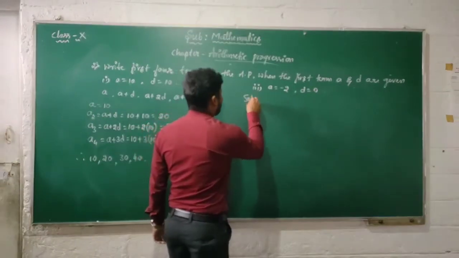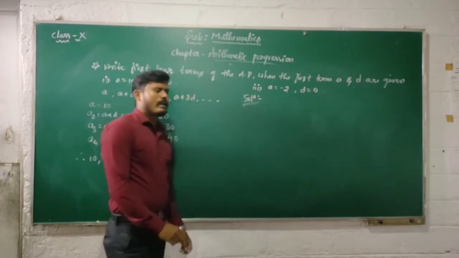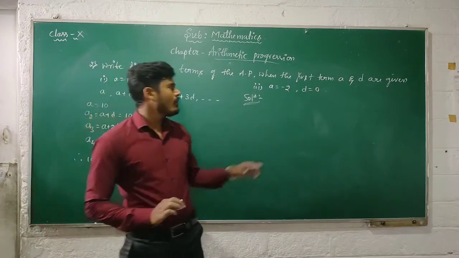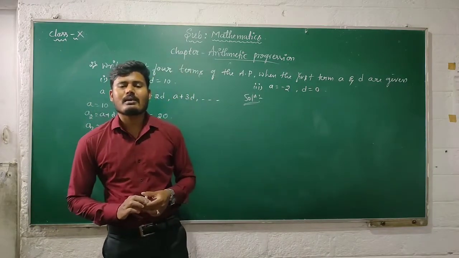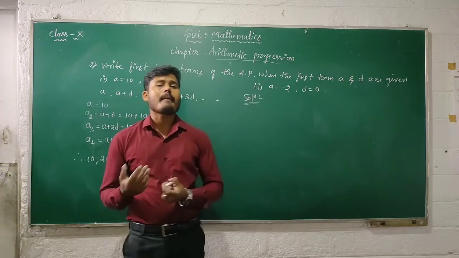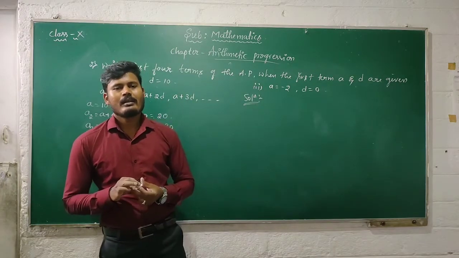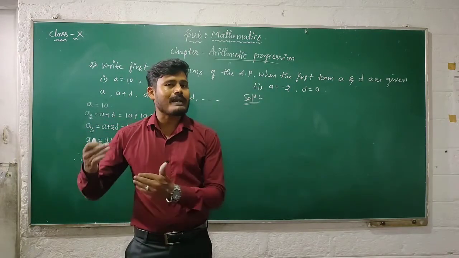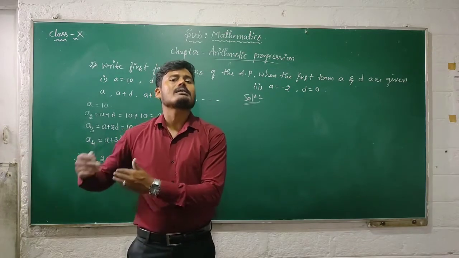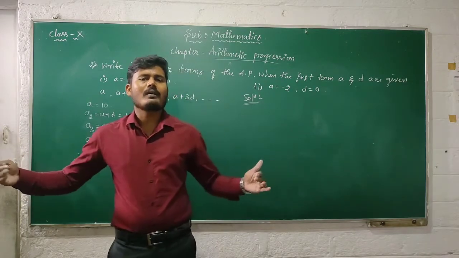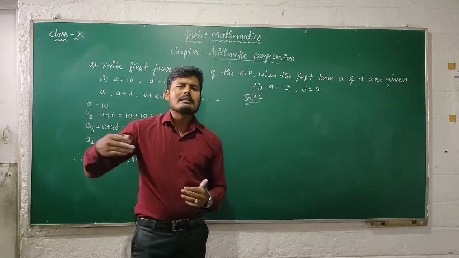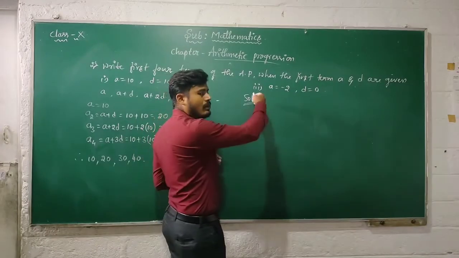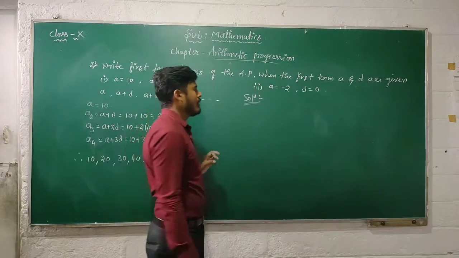Then moving on to the second question. Here A is equal to minus 2 and the common difference is zero. I already told you, if the common difference is equal to 0, then what happens? If the common difference is 0, then the terms present in an arithmetic progression remain the same. It gives the same terms, same numbers. So let me find some four terms in the given AP.